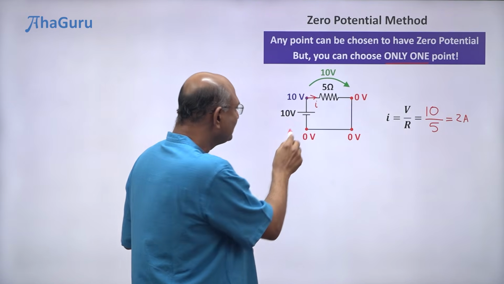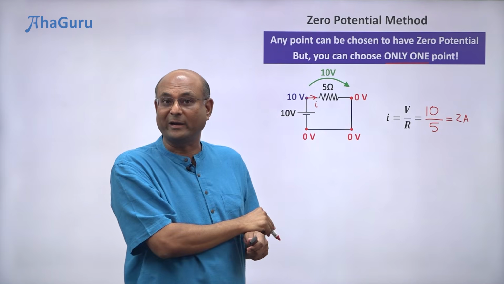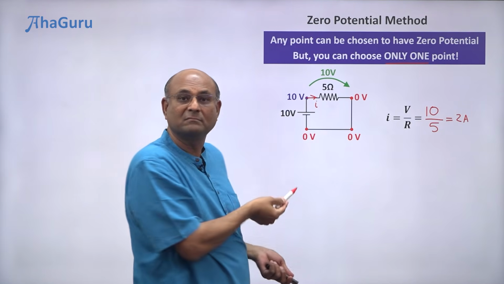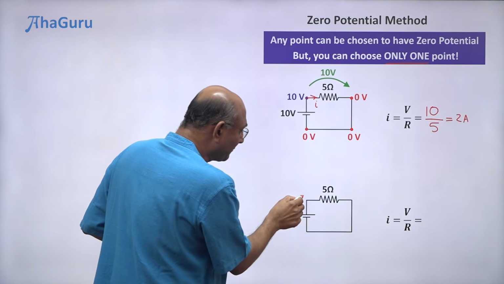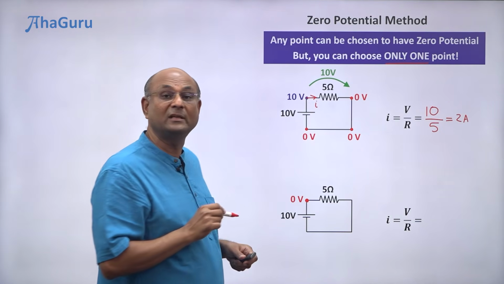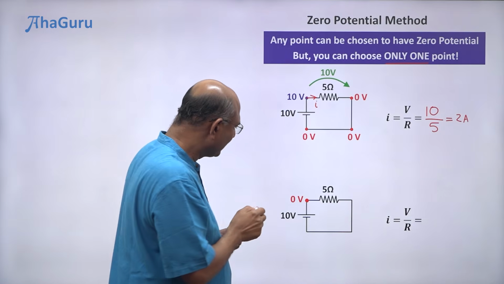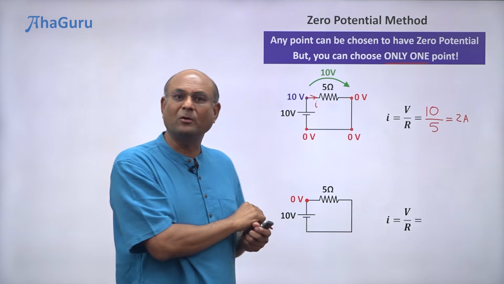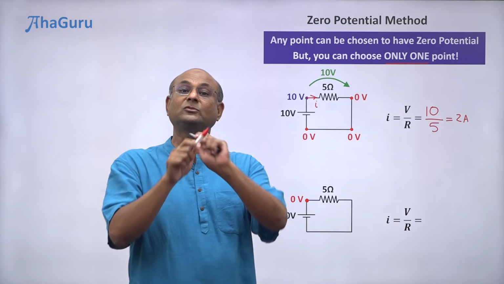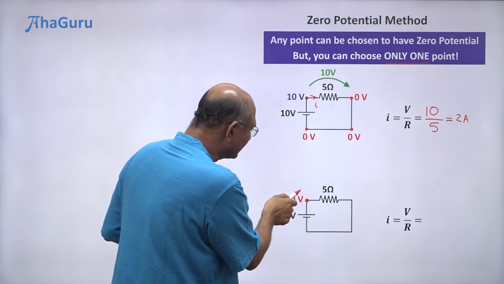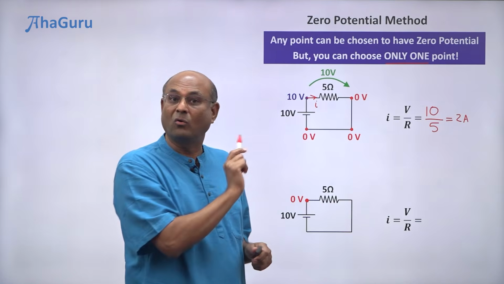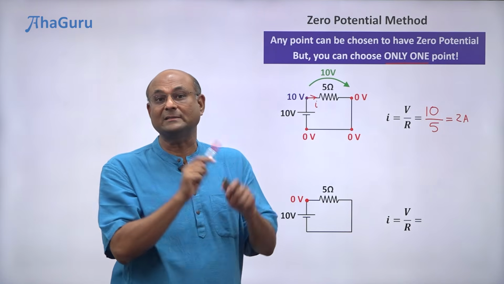Okay, here I chose this as the 0 potential point, right? But I can choose that. That's my choice. So let me now do this question again, but this time I'm going to choose this point as 0 potential. Wait a minute, this is a 10 volt battery. Can I call that 0 potential? Absolutely fine, you can choose any point as 0 potential, but only one point. Now if this is 0, is this 0? Is this 0? No, we have to derive the rest of it step by step.